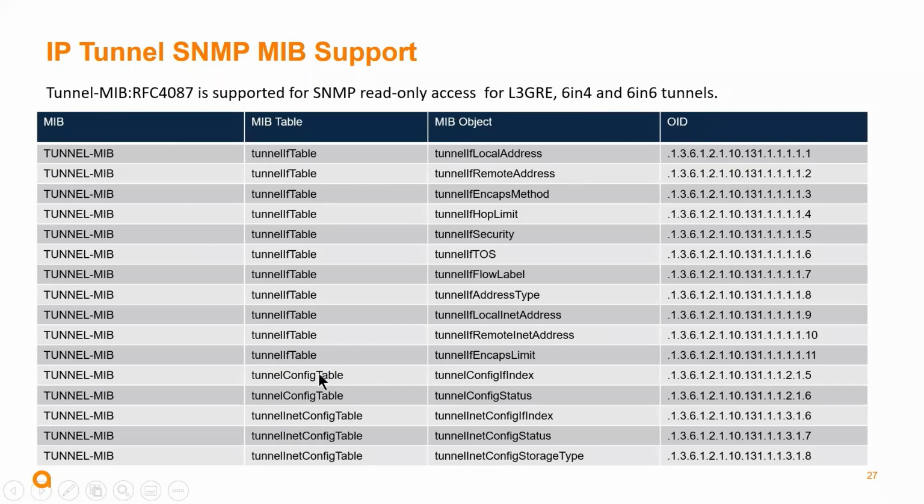Next comes the tunnel config table and tunnel INET config table. Both these tables also contain the tunnel information, but they're also used for mapping the tunnel endpoint to the if index. So they will contain the tunnel config if index, config status, and config storage type. Let's check the SNMP walk output for this tunnel MIB in the coming slides.